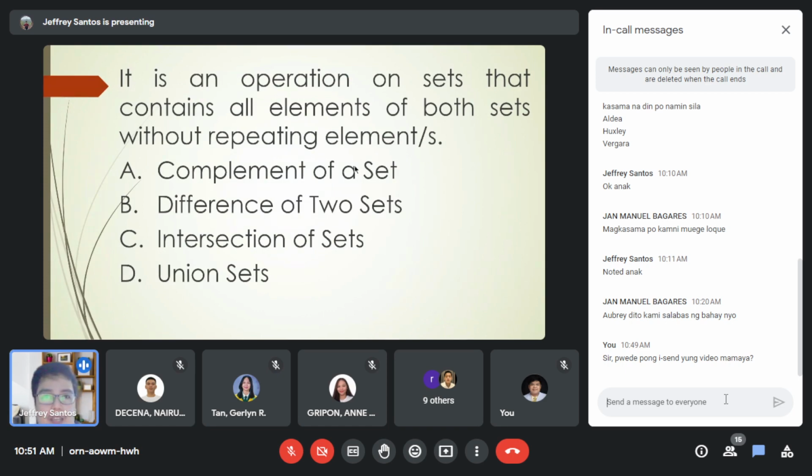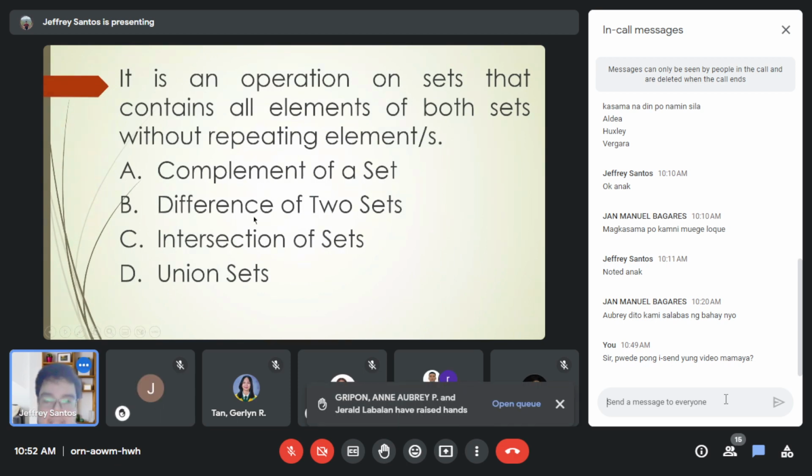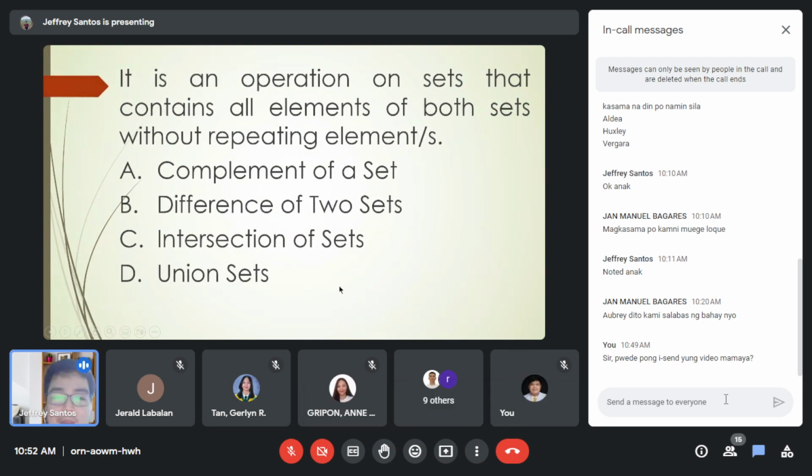Okay, so let's have an example. Yan. May mga ganitong tipo ng example. So it is an operation on sets that contains all elements of both sets without repeating elements. Is it letter A, complement of a set, letter B, difference of two sets, letter C, intersection of sets, or letter D, union of sets? Sige, would somebody like to answer? Kindly open your microphone. Paki-open po ng mic. Union set. Ayan, union of sets. Actually, typo error na. But this is union of sets.